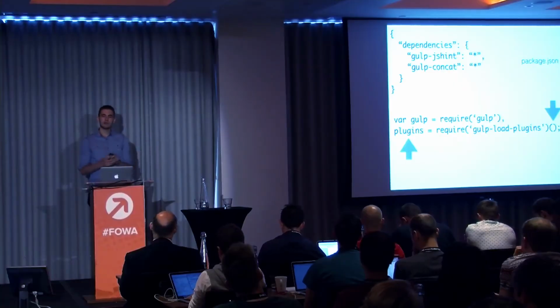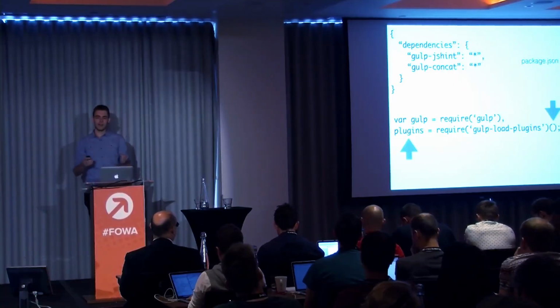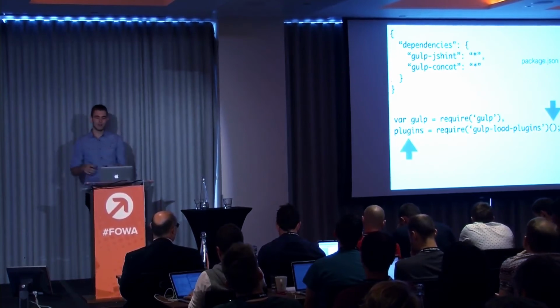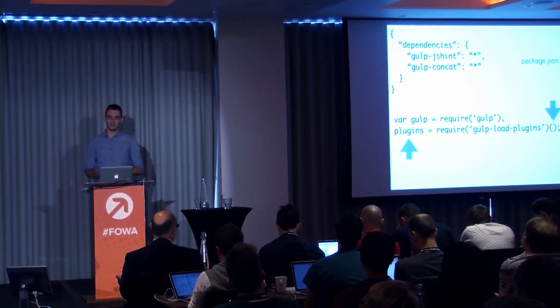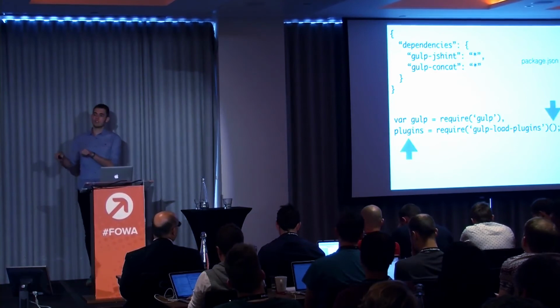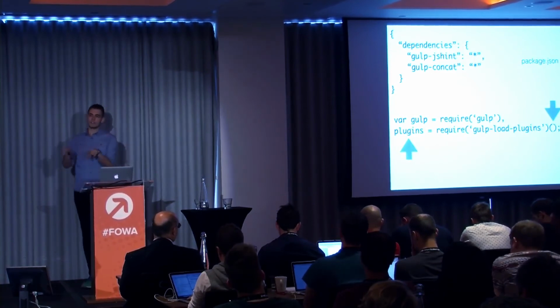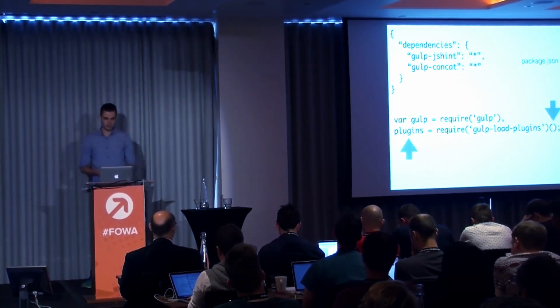So if in your package.json, you've got that dependencies object, and you've got gulp-jshint, gulp-concat, what you do in your Gulp file is you require Gulp. You have to always require Gulp. And then you create this variable, which I've called plugins. And what you do is you load in the gulp-load-plugins plugin, and then with that second extra pair of parentheses, you immediately invoke it. So require gulp-load-plugins is returning a function. Those extra brackets at the end are going to call that function straight away.